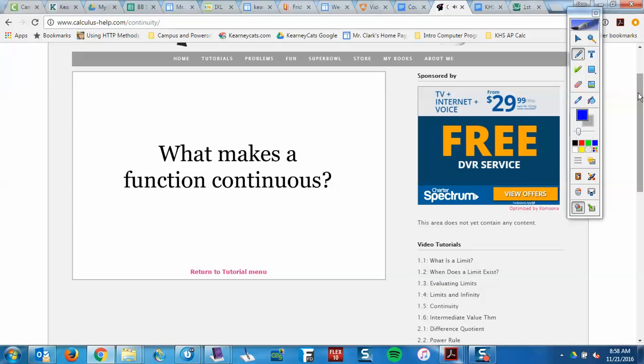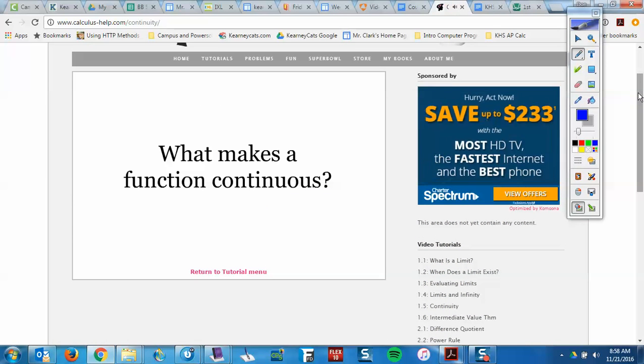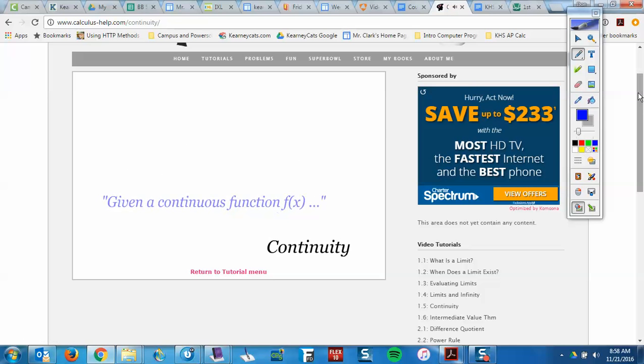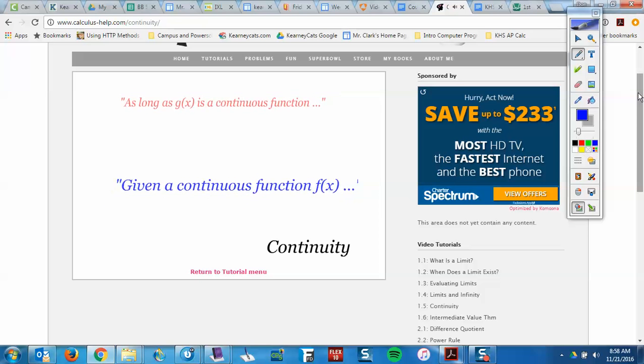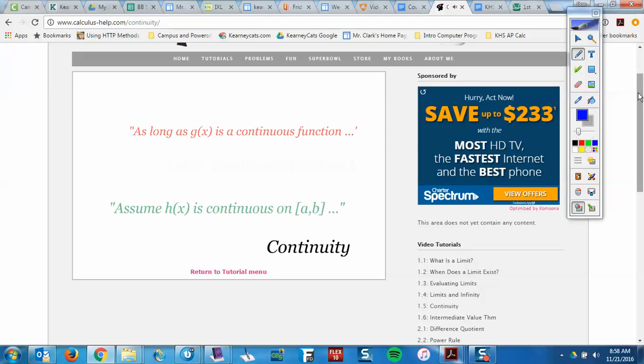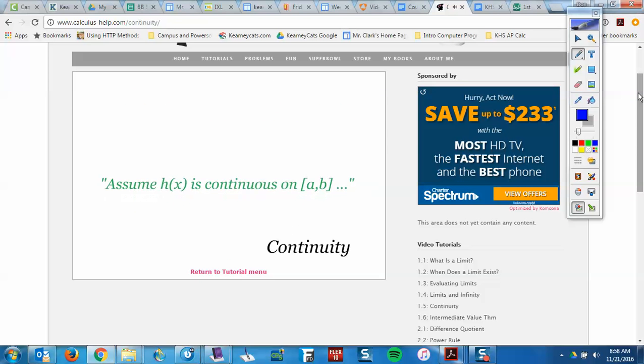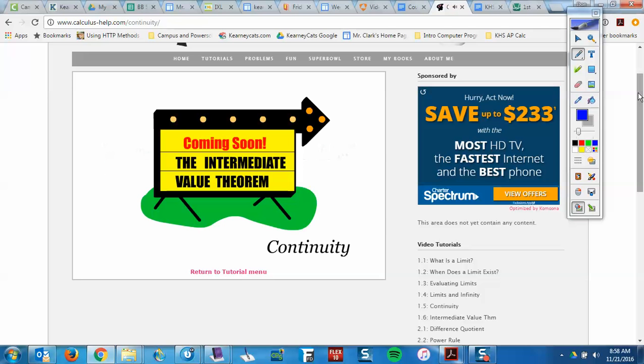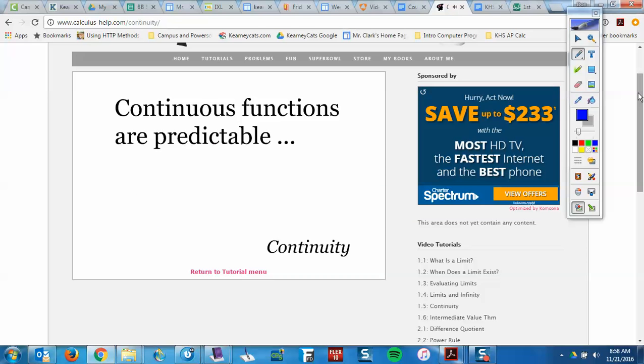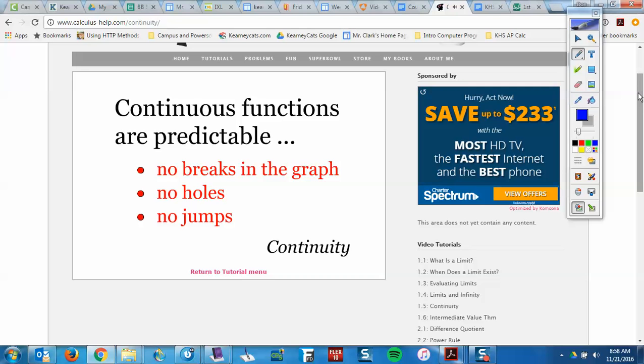Calculus relies heavily upon the existence of what's called continuous functions. In fact, most of your important theorems include a prerequisite that any function in question must be continuous before you could even think about applying the theorem. For example, the intermediate value theorem, which we'll also learn in this chapter, requires that the function be continuous. Well, in theory, continuous functions are predictable functions. They have no undefined points, no breaks, no holes, no jumps in the graph.